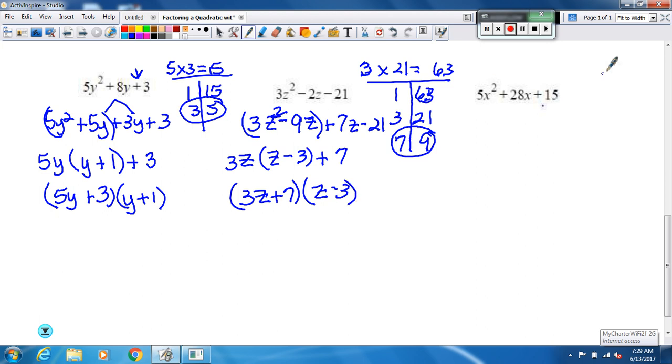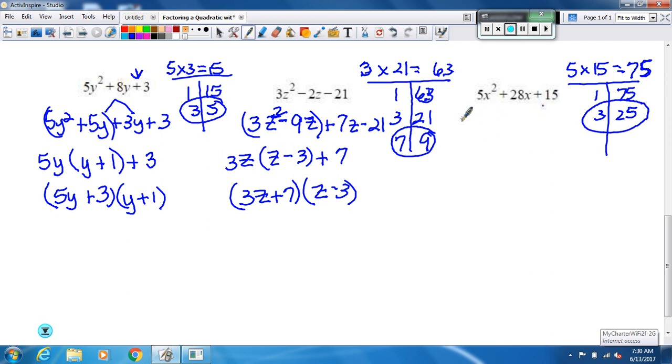Okay, the next one. First times last. 5 times 15 equals 75. I want the factors of 75 that when I add them equal 28. Okay, 1 times 75, 3 times 25. There it is.